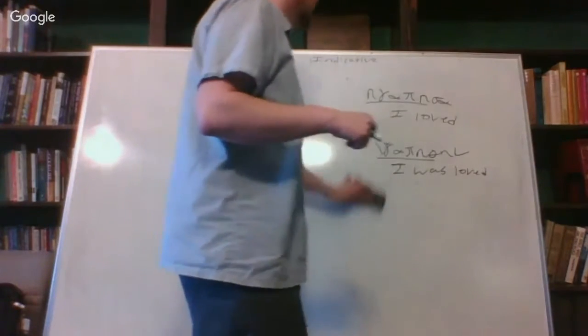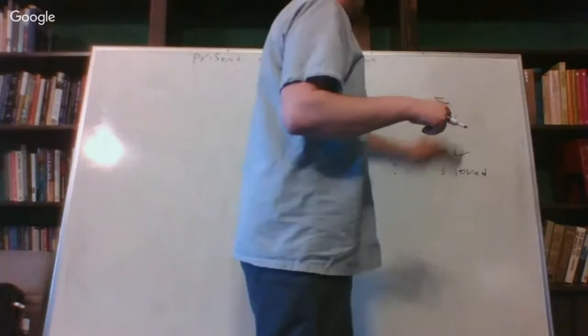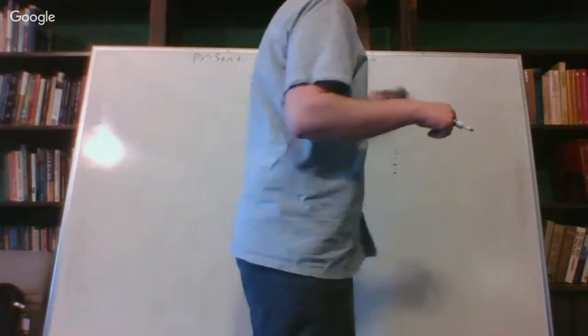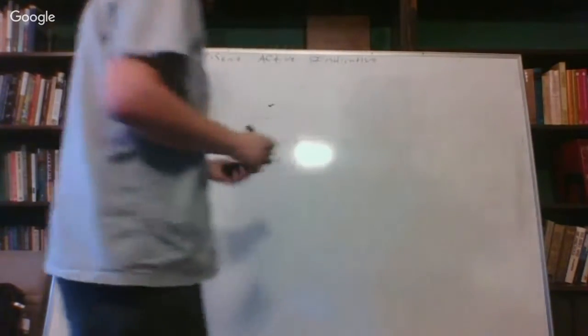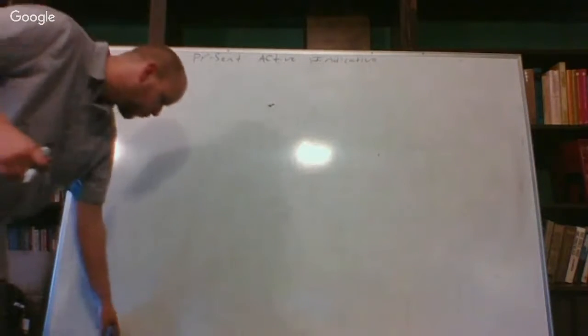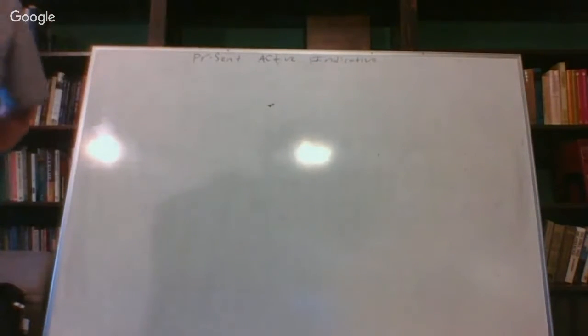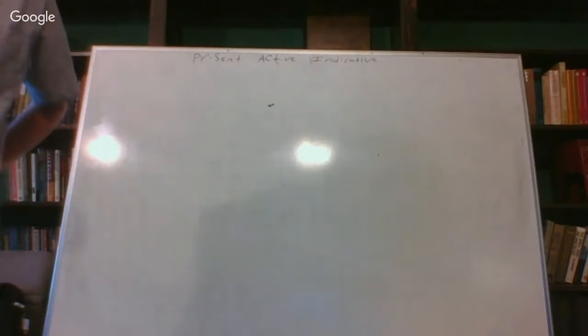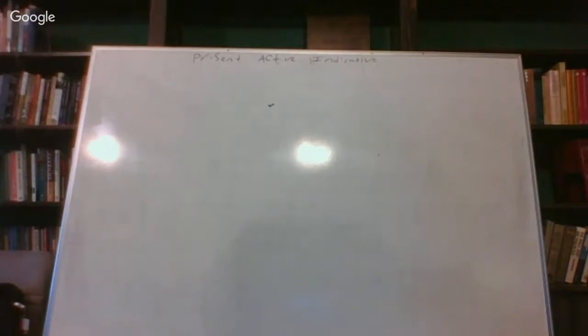It does occur. That would be your past tense continuous, where if I were to plug in agapao, which does have an imperfect, it would be "I was loving," kind of this continual aspect.